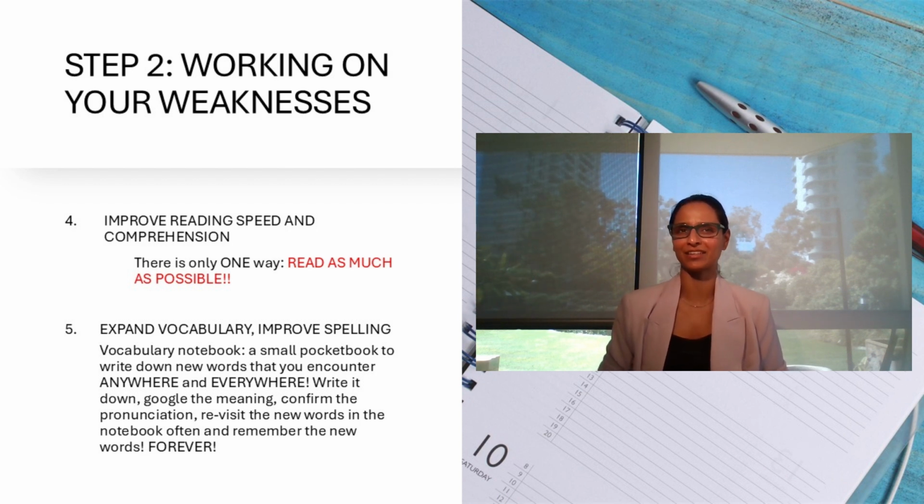Let's work on our speaking and using the word out loud. Confirm the pronunciation. Ask a native English speaker, or you can even ask Google. Okay? Ask Google to teach you how to pronounce a certain word, and then you revisit the new words in the notebook very, very often. In fact, I suggest you do it once a day. Go through the new words in your book. Remember the new words, okay?